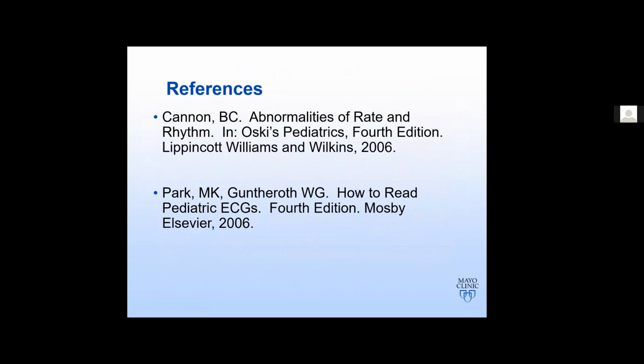And like I said, really as a non-cardiologist, all you need to know is normal versus abnormal, because if it's normal, you can say, okay, don't worry about it. If it's abnormal, you can call your friendly cardiologist or electrophysiologist to get help.